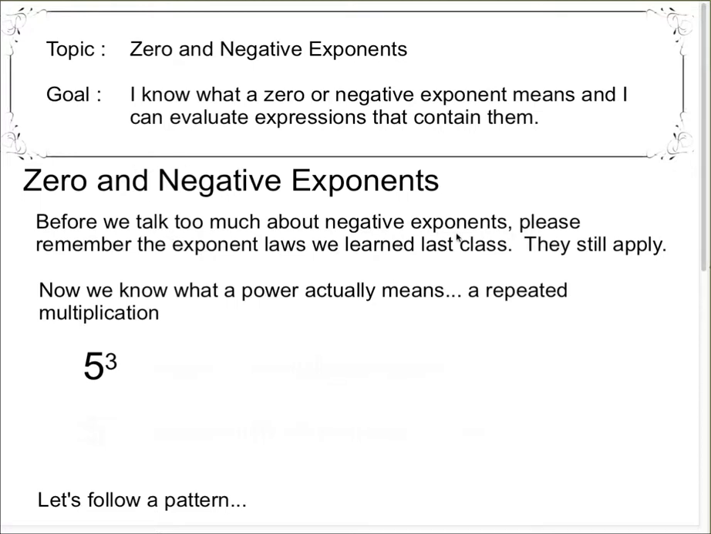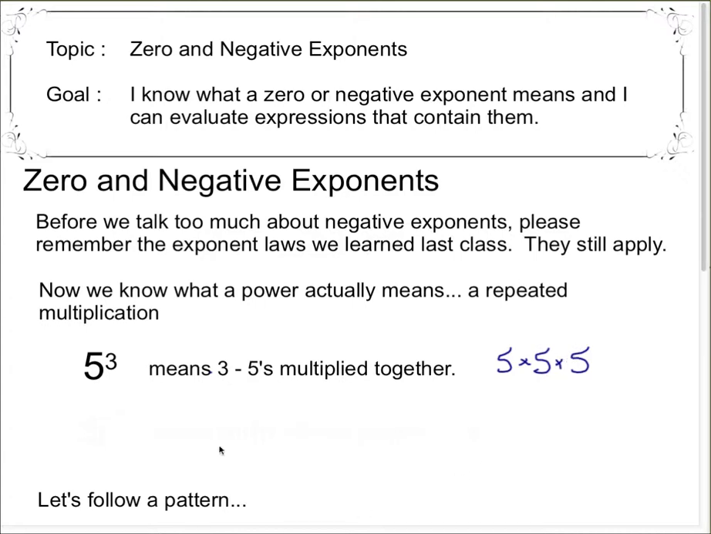Before we talk too much about negative exponents, please try to remember the exponent laws we learned in the last lesson. They still apply. So we know what a power actually means. 5 to the exponent 3 means we have 3 5s all multiplied together. So I say this actually means 5 times 5 times 5. I get 3 5s and we multiply them together.